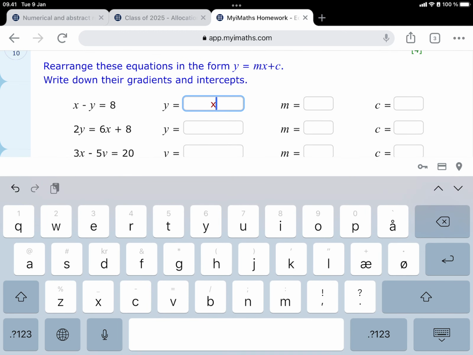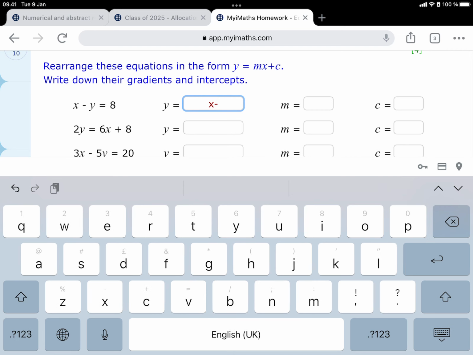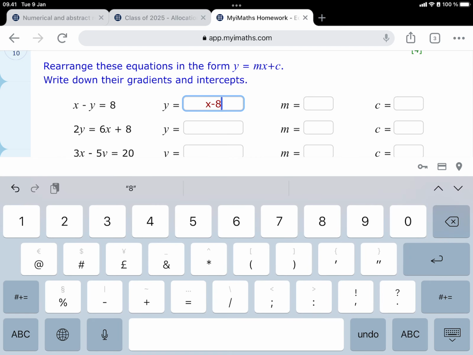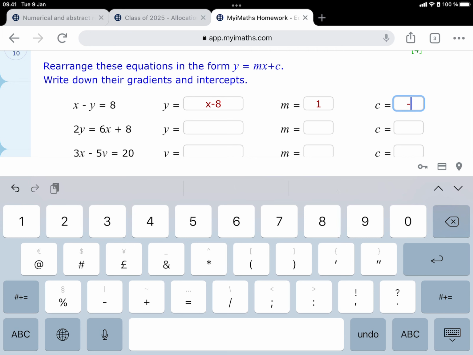So it is a gradient of 1 and an intercept of minus 8.